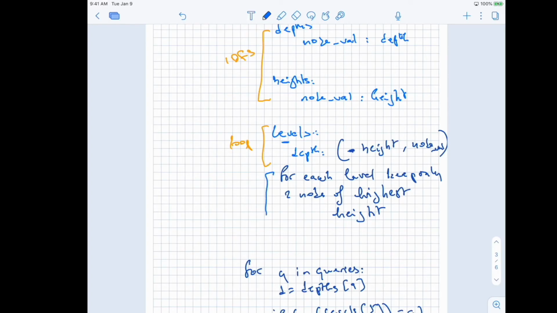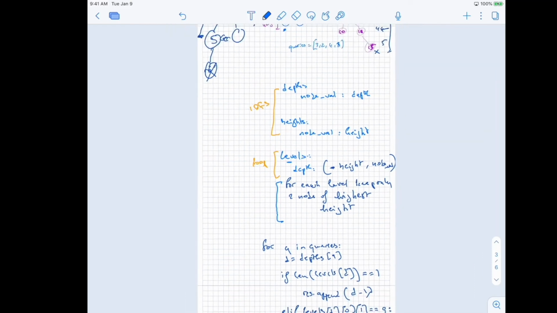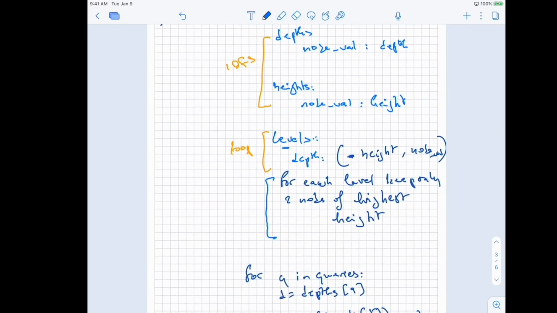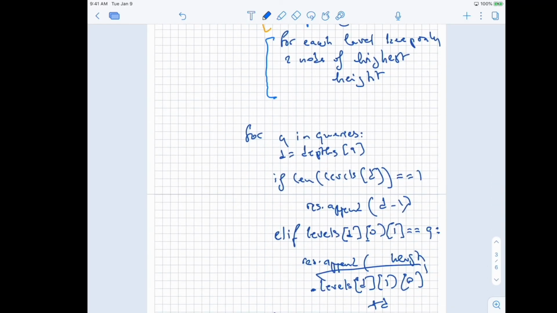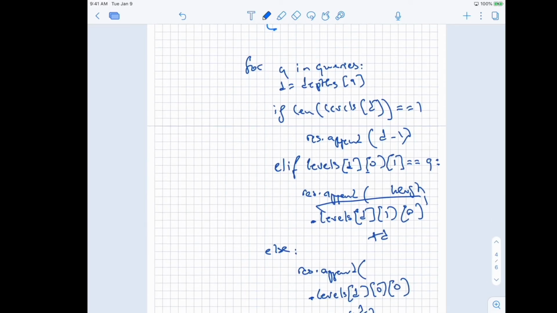So we'll just make sure we do this here when we are calculating the levels. But otherwise, it's straightforward using height and depth. Yeah, so that's pretty much the idea. We'll do 3 parts. The first part is populating depth and height. The second part is populating levels. And then the last part is just doing the queries. Yeah, so let's implement this.